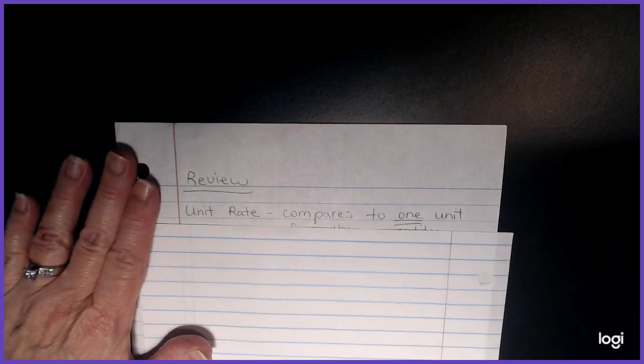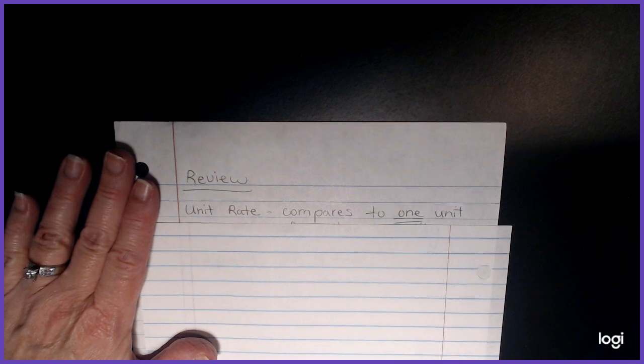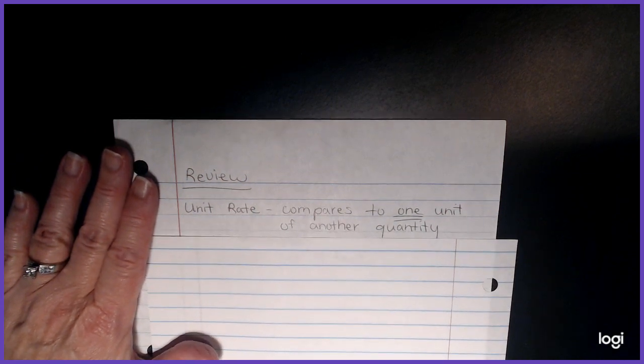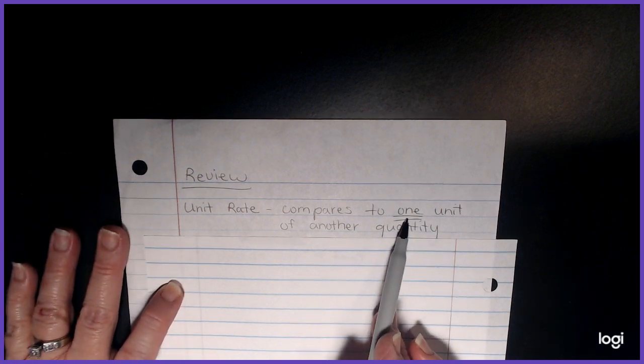I think the easiest thing for us to do today for math is a little bit of a review. As you can see, I have the word review on there. The first thing we're going to review is something called unit rates. If you remember, a unit rate compares to 1 unit of another quantity. That one is what's important.